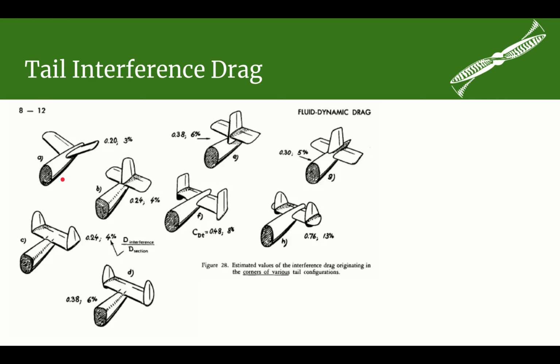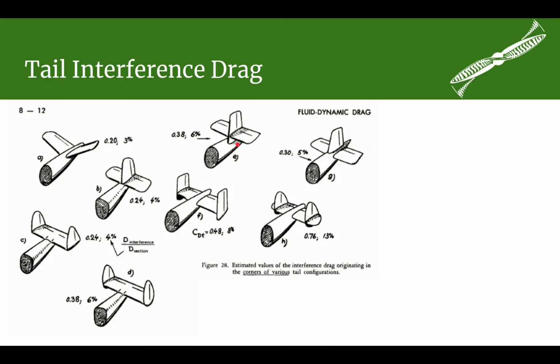Now, what about a tail where the horizontal tail is mounted midway on the vertical tail? Now, in that case, it says that the interference drag is going to be 6% of the sectional drag. So that's double what we had for the V-tail. Well, what places do we have interference? The top side of the horizontal and vertical tail intersections, so that's 2. The bottom side of the horizontal and vertical tail intersections, that's 2 more. And then also where the vertical tail intersects the fuselage, that's 2 more. So that's 6 compared to 4 over here.